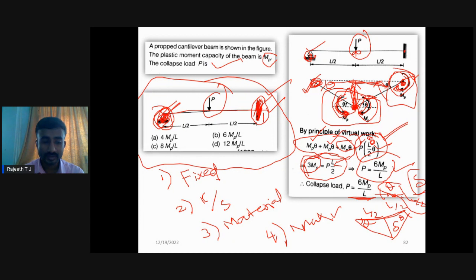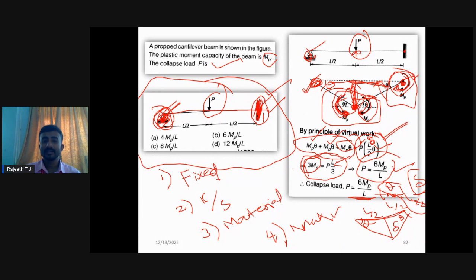In these problems, first we need to identify where the plastic hinges are going to form. Where will the plastic hinges form? At fixed ends, at change of cross section, at change of material, and under the maximum load.